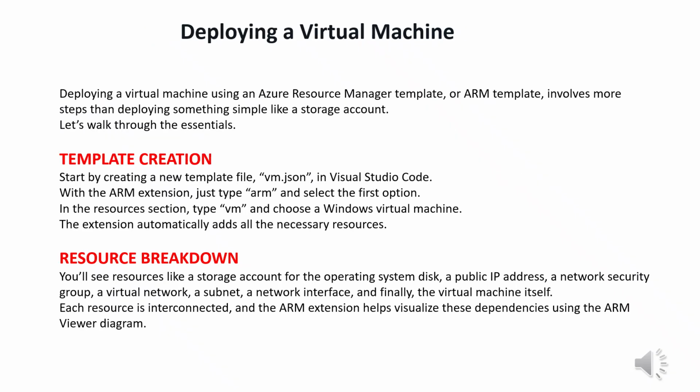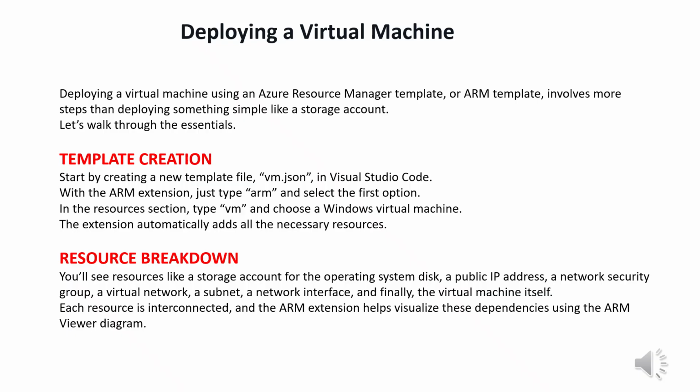Deploying a virtual machine using an Azure Resource Manager template or ARM template involves more steps than deploying something simple like a storage account. Let's walk through the essentials. Start by creating a new template file, vm.json, in Visual Studio Code. With the ARM extension, just type ARM and select the first option. In the Resources section, type VM and choose a Windows virtual machine.